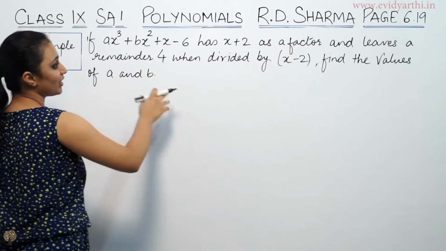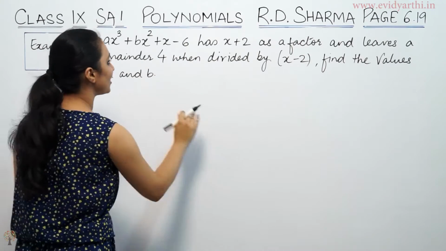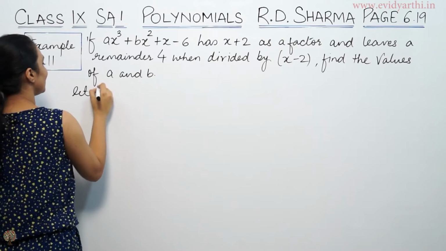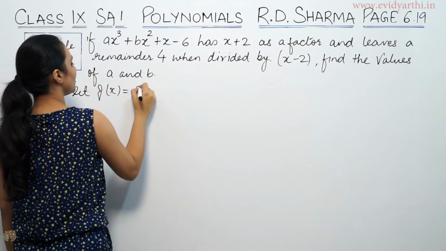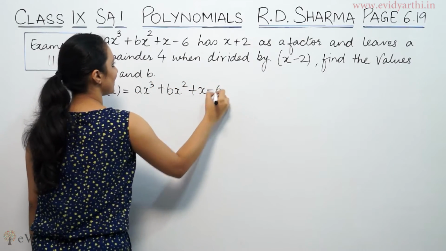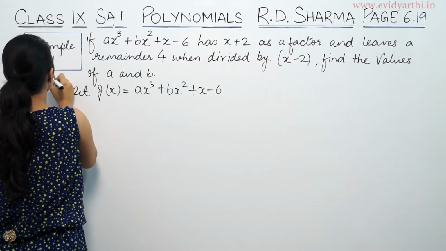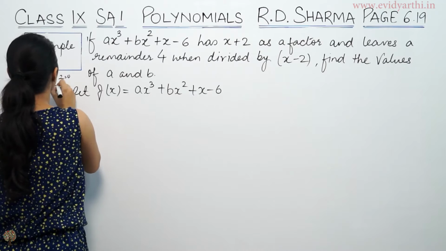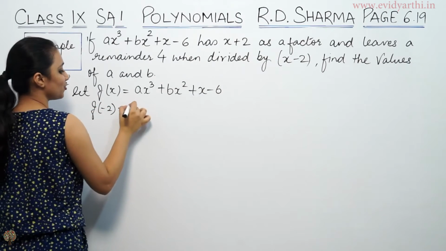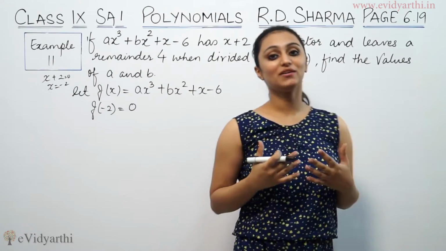So इसी polynomial का factor है x plus 2 और इसी polynomial को जब इससे divide करते हैं तो remainder बचता है 4. अब x plus 2 इसका factor है. That means हम पहले let कर लेते हैं f(x) is equal to ax cube plus bx square plus x minus 6. x plus 2 अगर इसका factor है, that means x plus 2 is 0, तो x will be minus 2. So f के अंदर जब minus 2 डालेंगे, तो this should be 0 because x plus 2 इसका factor है. Factor means इसको पूरा divide कर रहा है.